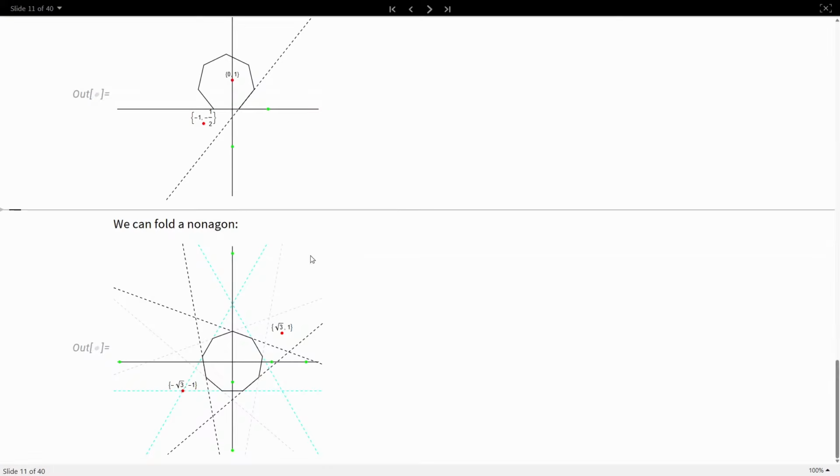And we can also fold a nonagon with points at minus square root of 3, -1, and square root of 3, 1. Those nicely fold to a perfect nonagon. And you can reuse these 2 points in various ways.